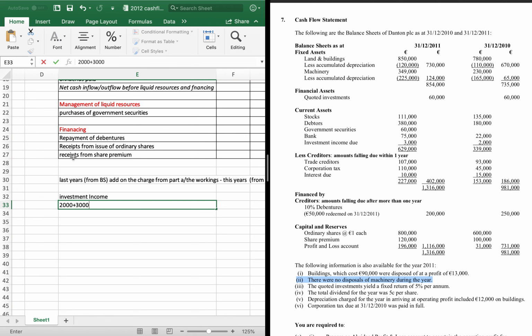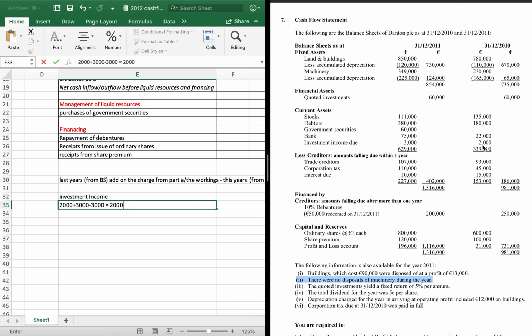And then, so we were owed 2,000. We're supposed to earn another 3,000, and then at the end of the year, we're still owed 3,000, which we'll take away, which means we must have been paid €2,000.